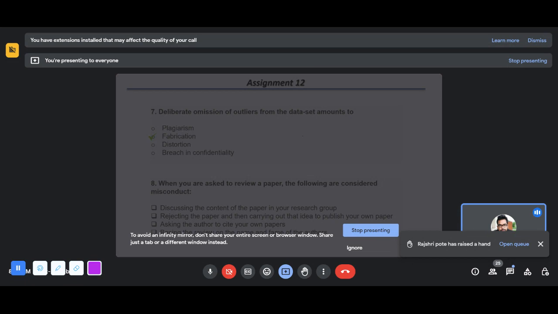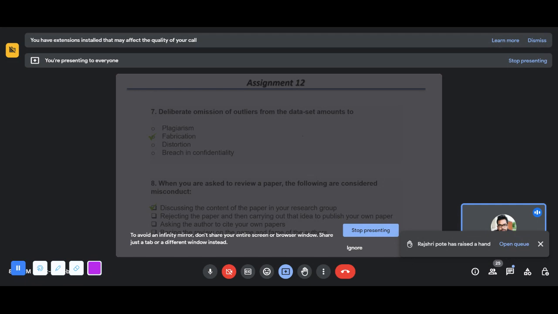Now, when you are asked to review a paper, the following are considered misconduct. First, discussing the content of the paper in your research group. It is strictly confidential, so you should not discuss that in your research group. That is misconduct.